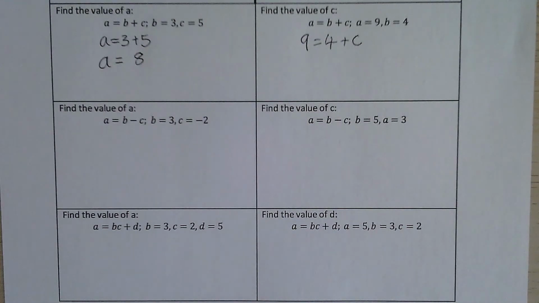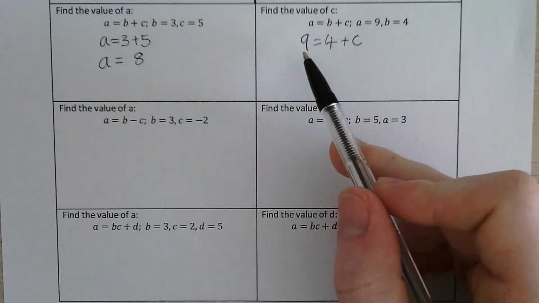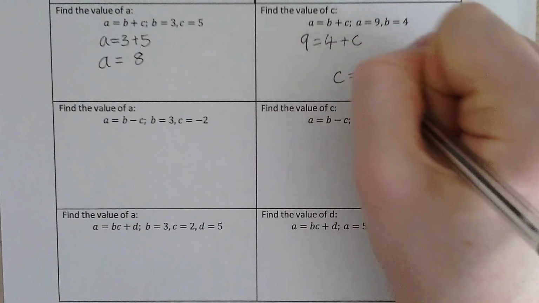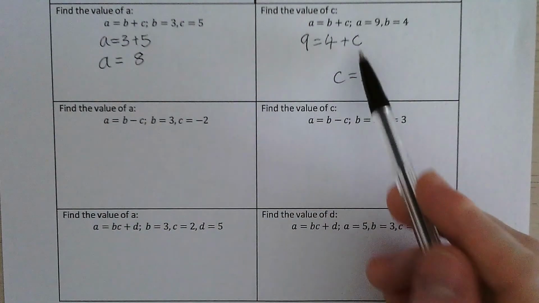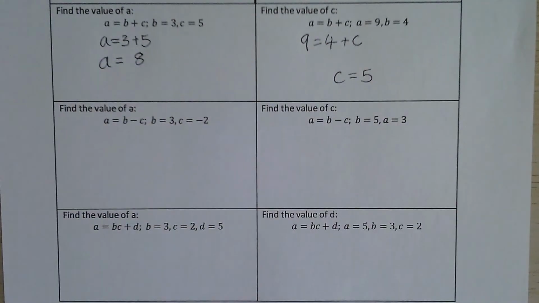treat this like an equation. I need to isolate c by itself, or I can just look at what I've written down. 4 add something equals 9. Well, the only number that's going to work here would be c equals 5. Just like equations, I can check that I've got the right answer by replacing this c with 5. 4 add 5 does equal 9, therefore I'm correct, c must be 5.